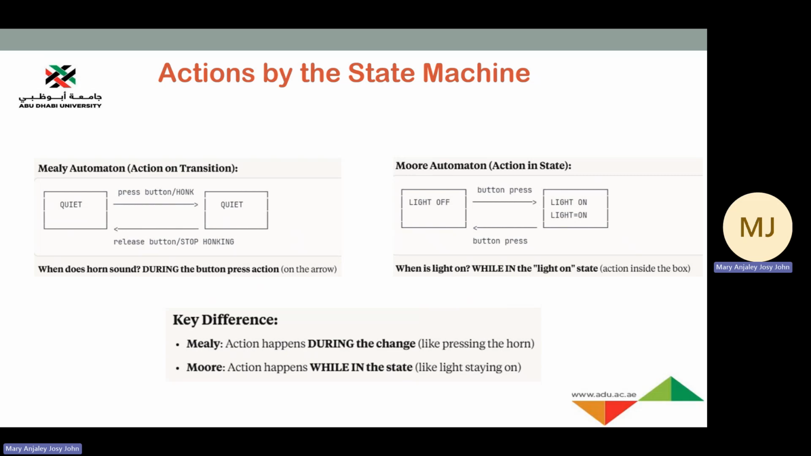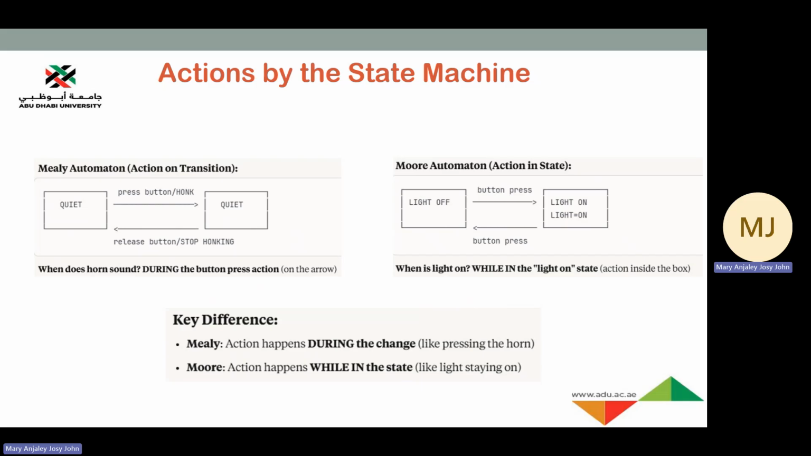But again, when you take the hand off, there is no sound. So press, hear the sound. When you give the trigger, you get the action. But when it comes to this one, the action is in the state. The action is happening in the box. So in that one, the action is happening in the transition, while in the Moore machine, the action is happening in the state. These are the two key differences that we need to understand. The actions by the state machines can happen during the transition or within the state.